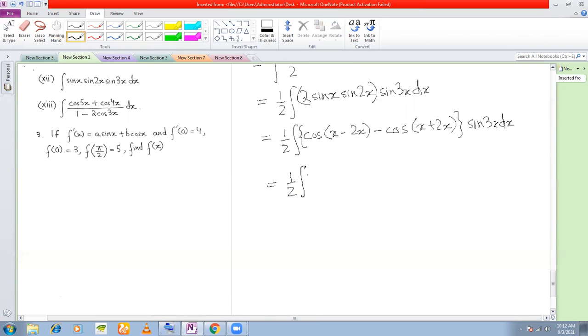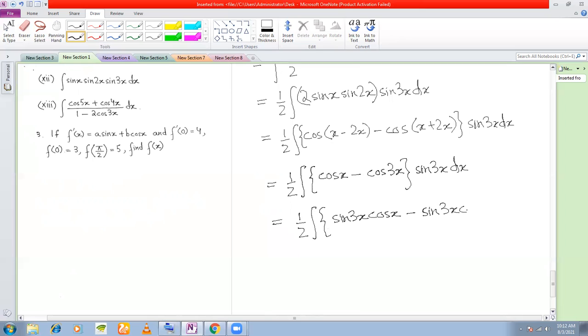Which is equal to half integral. Now here inside you have cos x minus 2x, which is cos minus x. And you know cos of minus theta is cos theta. You simply write this as cos x minus cos 3x into sine 3x dx. Now you multiply sine 3x throughout: sine 3x cos x minus sine 3x cos 3x dx.